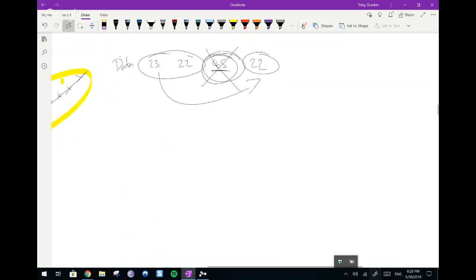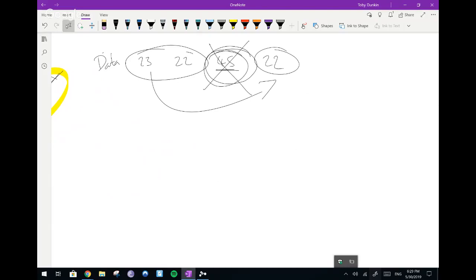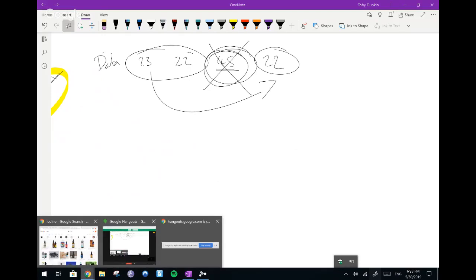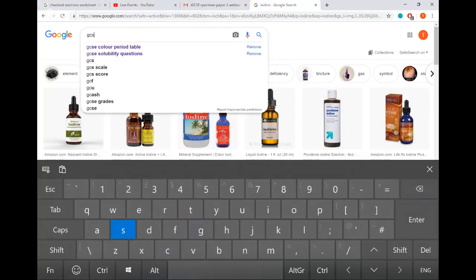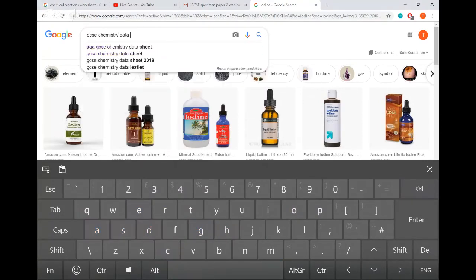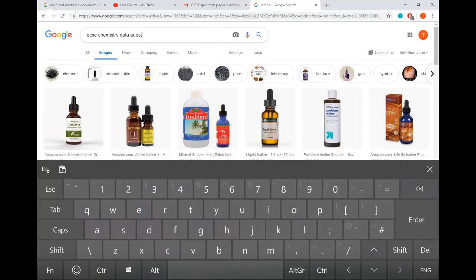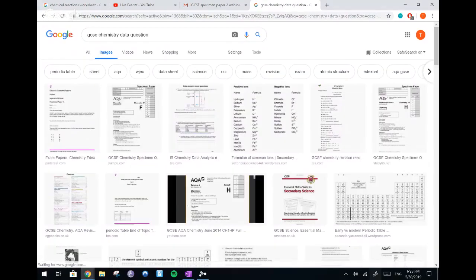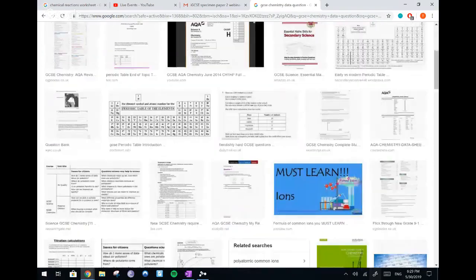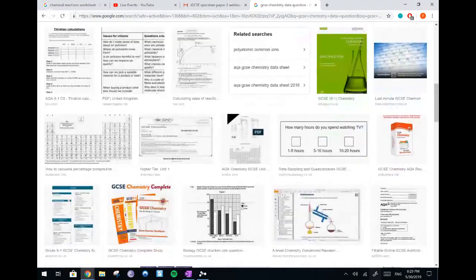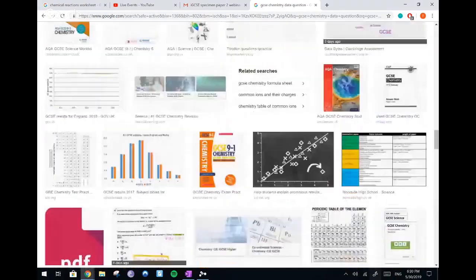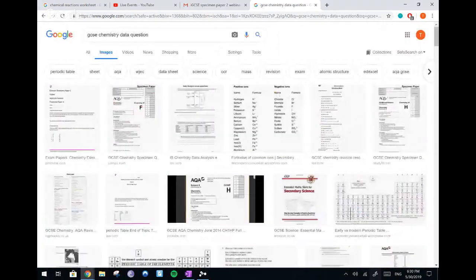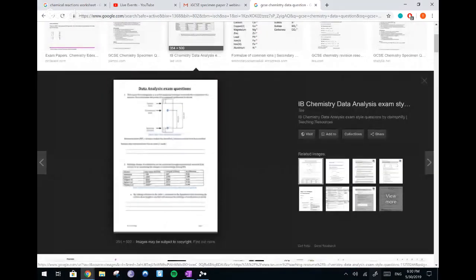Now, just to mention your data question, I think you're definitely going to, making predictions here, folks, get given chemistry data. So just to quickly show you, if I do GCSE chemistry data, and I go question, and I go enter, we're going to get these little tables of data that we're going to see at GCSE. Let's see if I can spot one. Come on, be nice, Google. Let's have a look at this one.